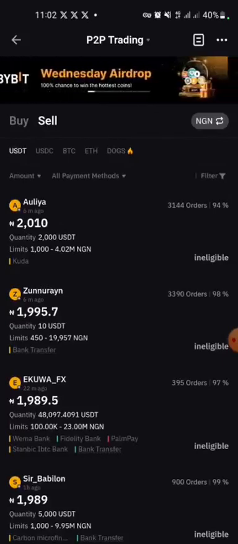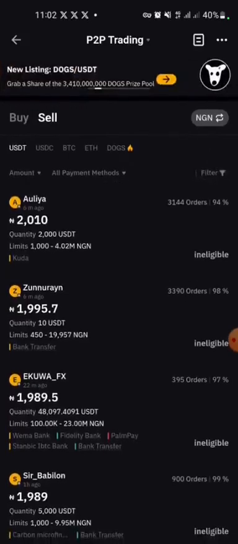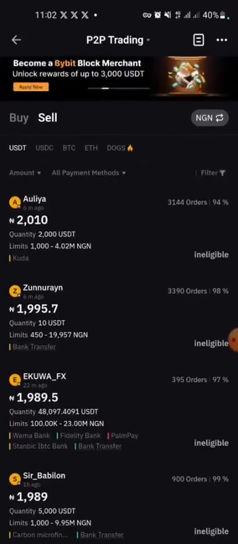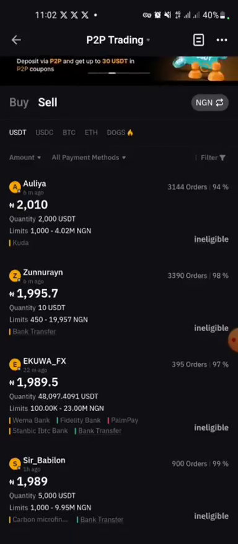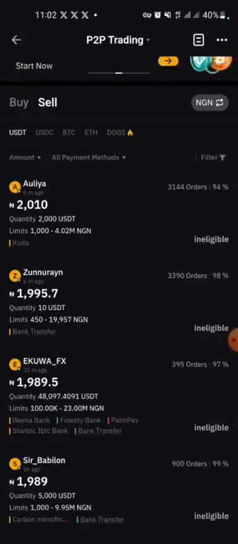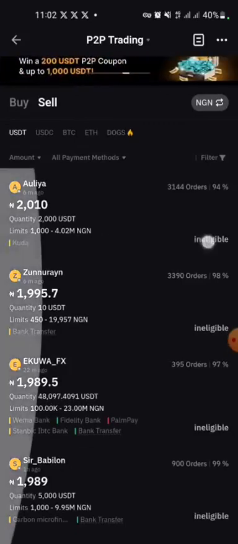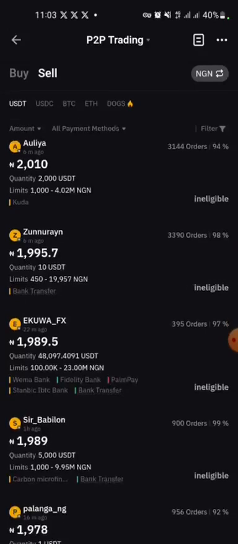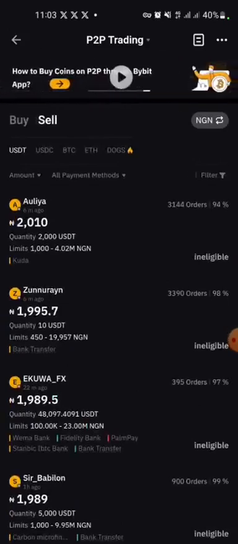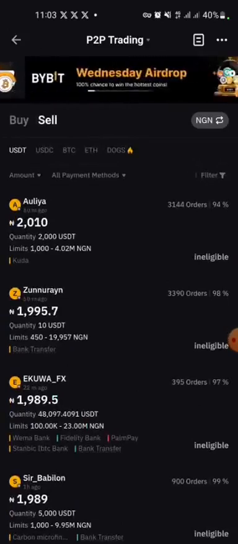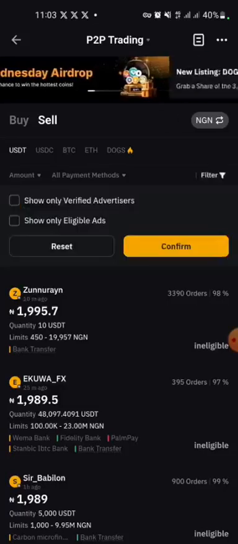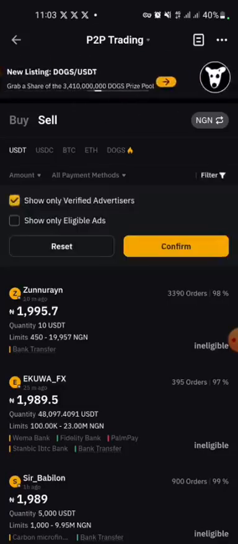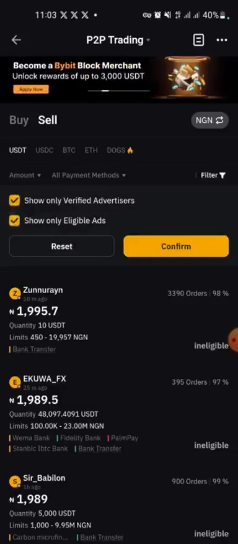There's something we call filter here, right? This is filter. I always use this filter because when you open this for the first time, you see that these first ones are ineligible, right? This first guy is ineligible, so you cannot trade with it, right? They look at your 30-day complete or less, so they ask you to select another ad. This one is ineligible, so once you open it, you'll be seeing the ineligible people that you cannot trade with. So I always use this filter to filter them out. So I select filter and check this, show only verified advertisers, and also show only eligible ads.